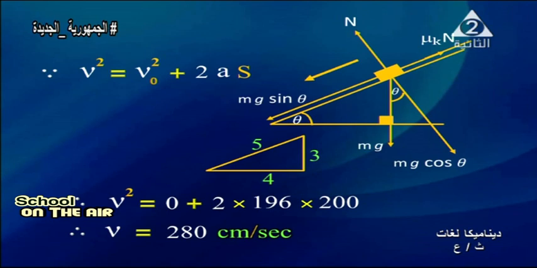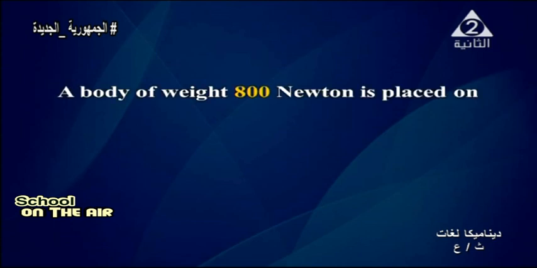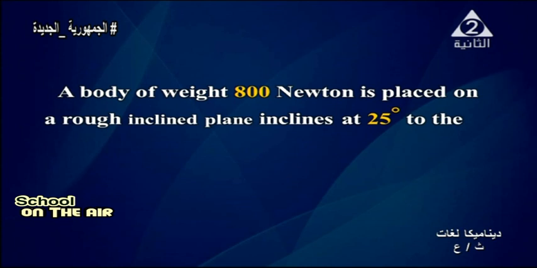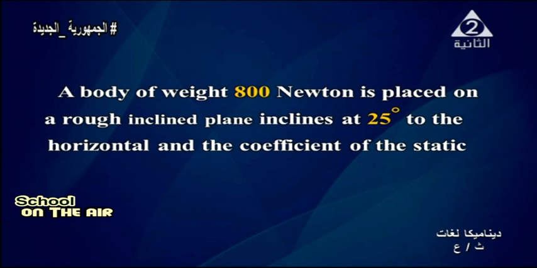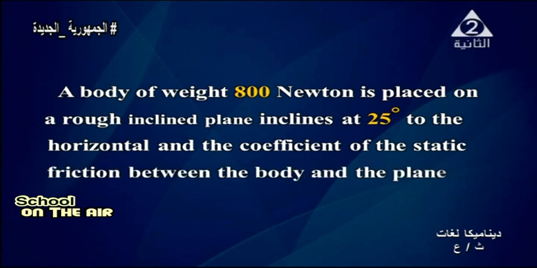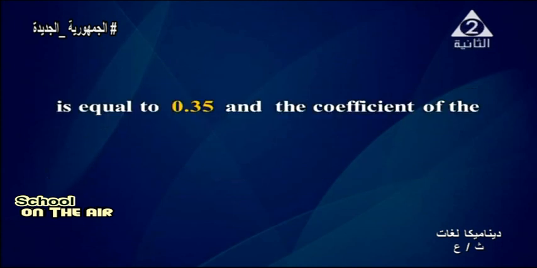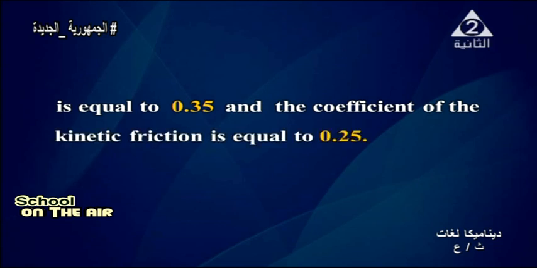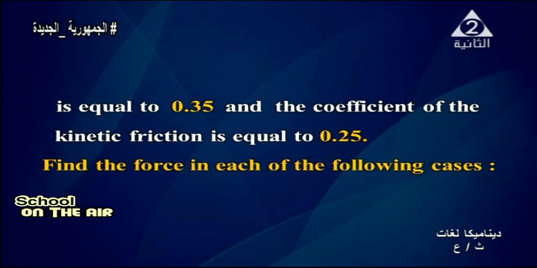Now we move to the next example. A body of weight 800 Newton is placed on a rough inclined plane, inclined at 25 degrees to the horizontal, and the coefficient of the static friction between the body and the plane is equal to 0.35, and the coefficient of the kinetic friction is equal to 0.25. Find the force in each of the following cases.